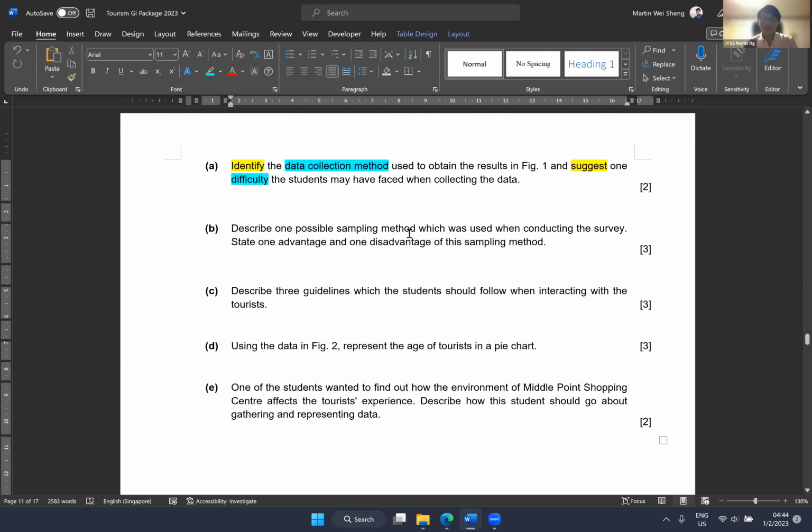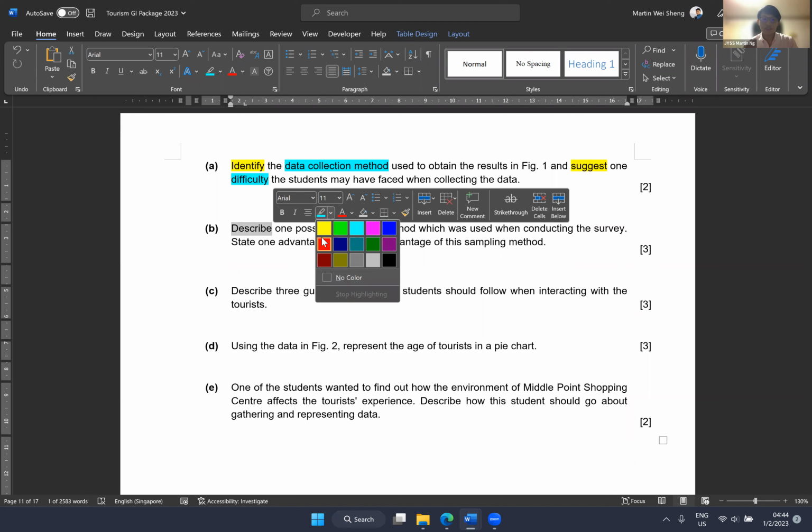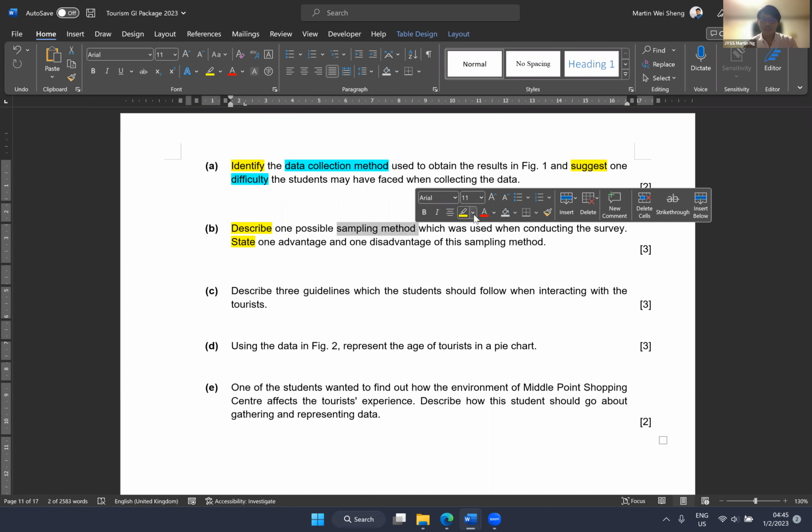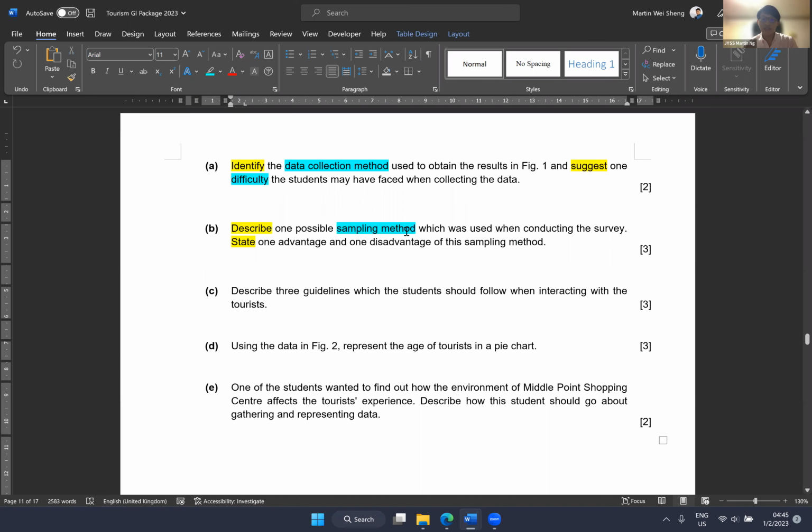Okay, so for question B, it's worth 3 marks. You have to give 3 points over here. So they ask you to describe one possible sampling method. Describe the sampling method and state one advantage and one disadvantage of that sampling method. Okay. So you learned three different sampling methods. Always remember RSS. Okay, first would be random sampling method. All right. Then second S would be your systematic sampling method. And the last S is your stratified sampling method.